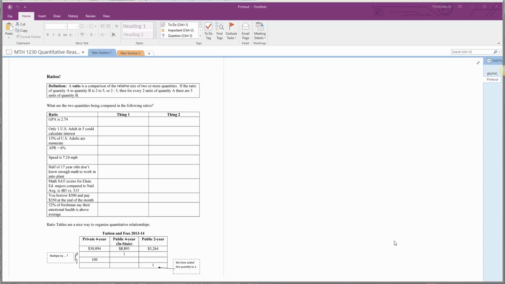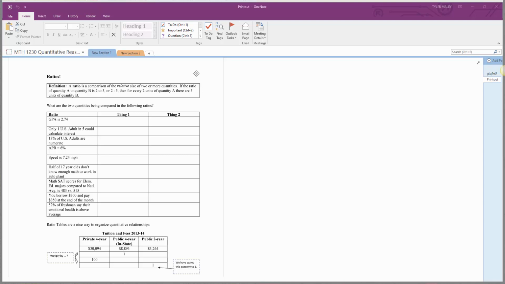Alright, so now we're ready to start with the ratios worksheet. At the top, there's just a reference to the definition from the text that you should have read. It says a ratio is a comparison of the relative size of two or more quantities. If the ratio of quantity A to quantity B is 2 to 5, or 2:5, then for every 2 units of quantity A, there are 5 units of quantity B, right?